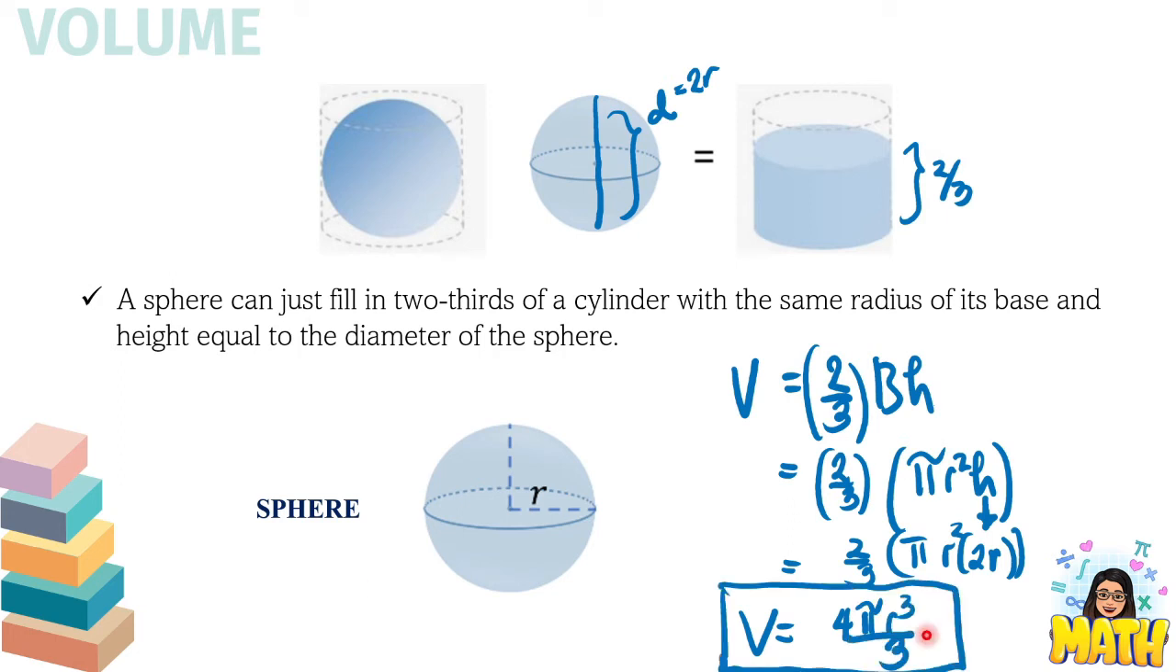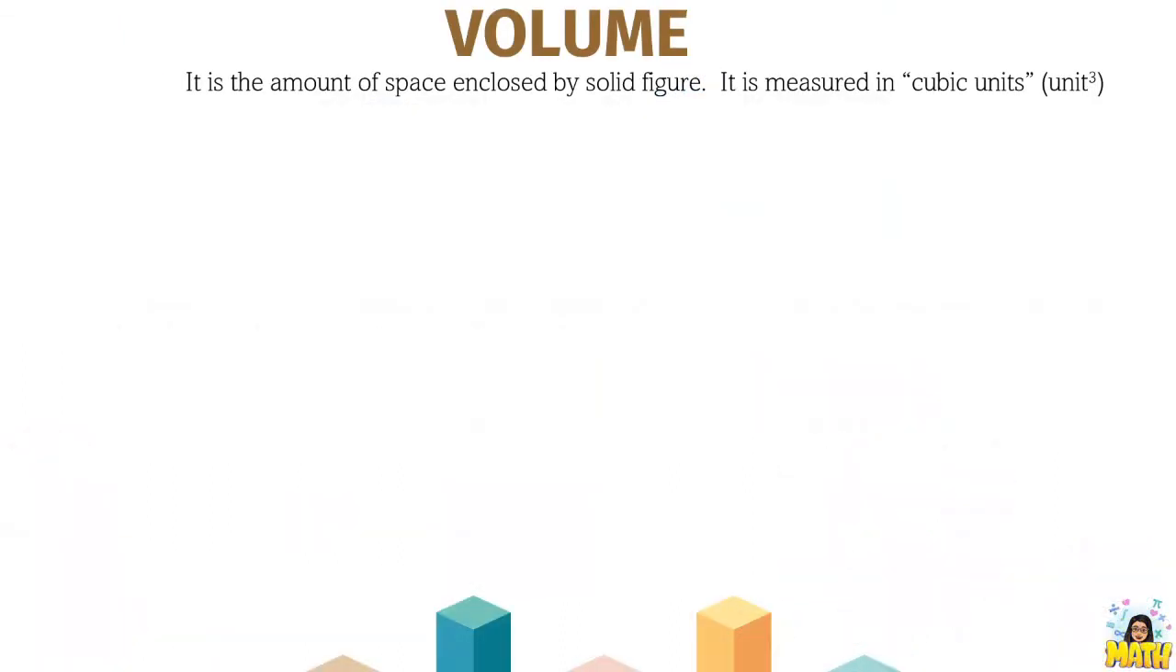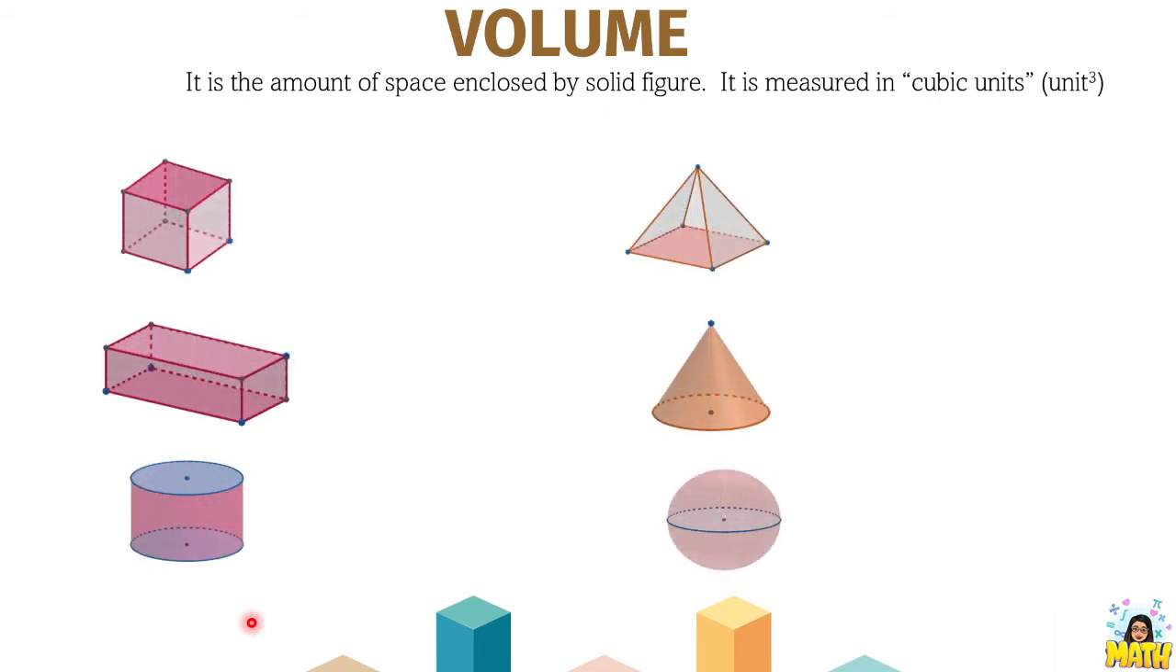Okay? Here, we have derived the formula of a sphere coming from the volume of a cylinder, but we simply just get its 2/3, so that we can have the final formula of the sphere equal to 4 pi r cubed over 3. Now let us summarize the different formulas for the volume of these solid figures.